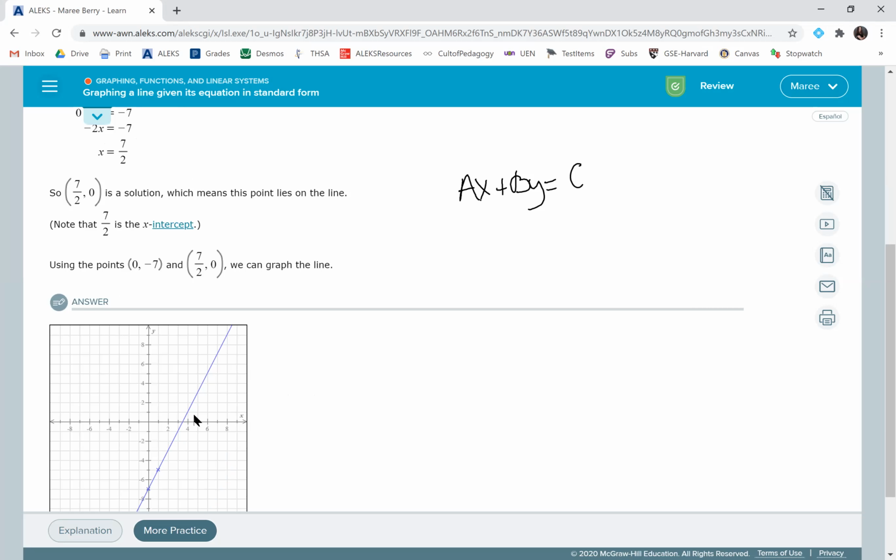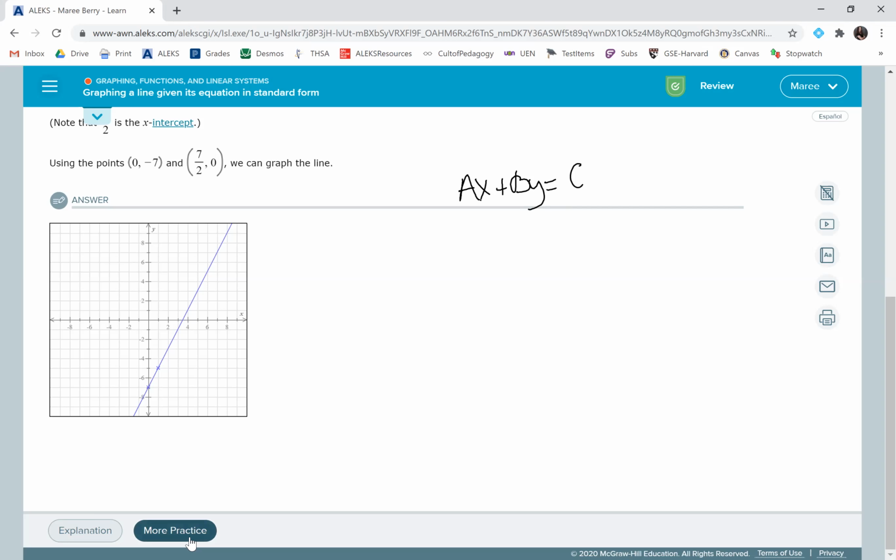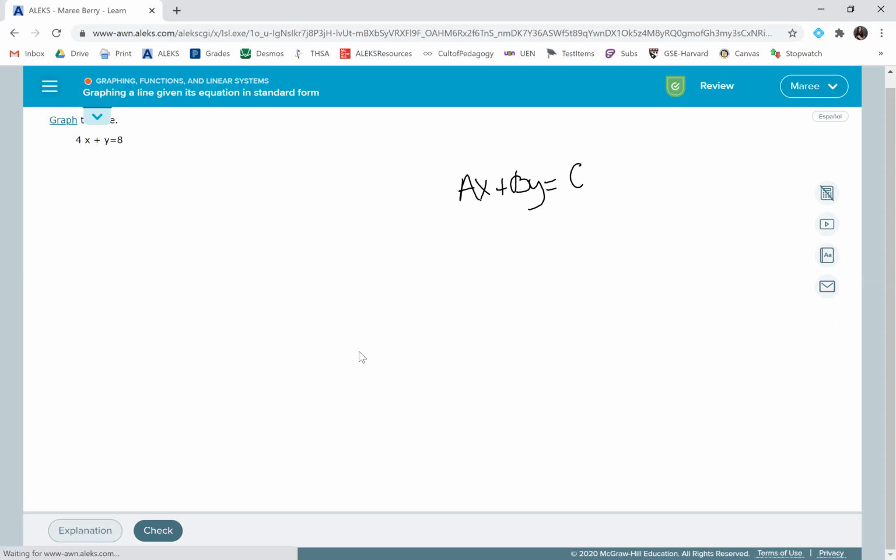you would have a second point, which is now on the x-axis. The 7/2, 0 would be on the x-axis. So you can plot those 2 points, which should be right here. 7/2, 0, and then 0, -7. So let me show you with some examples here.